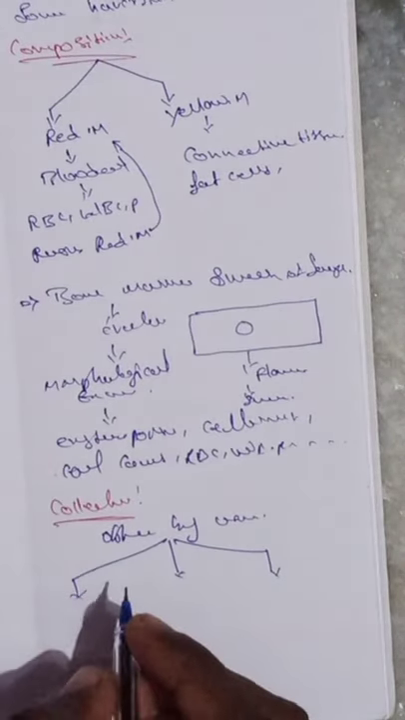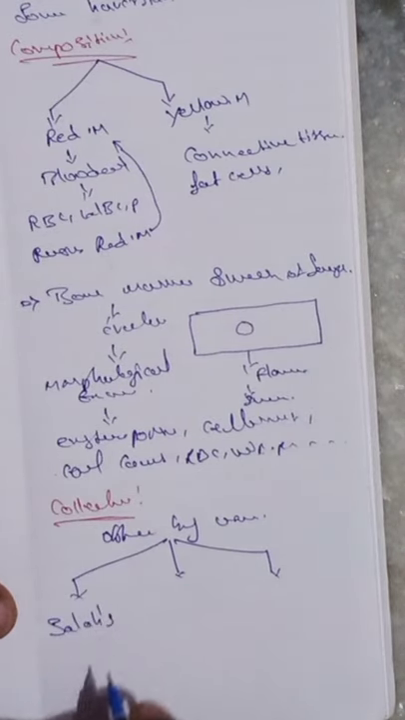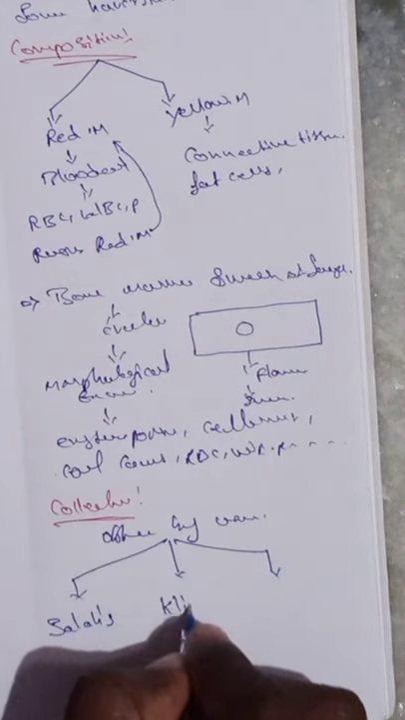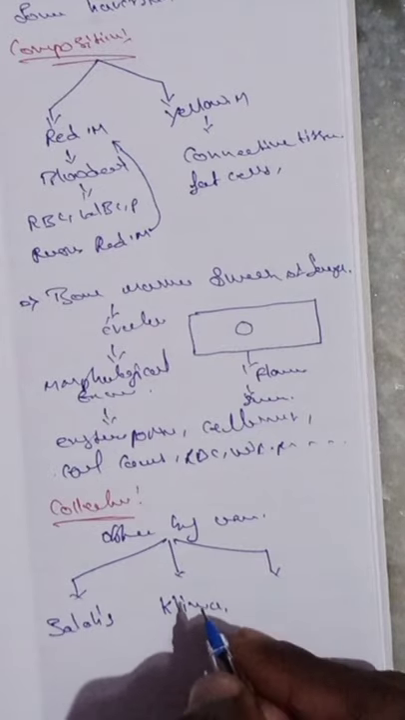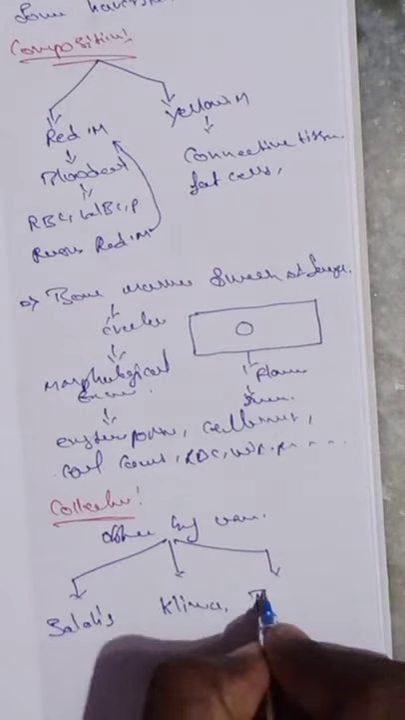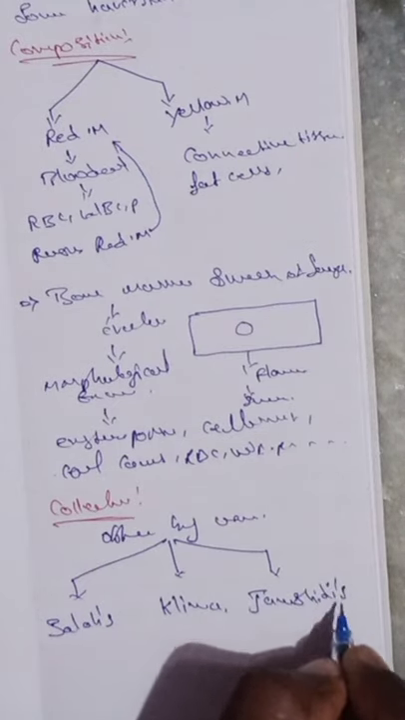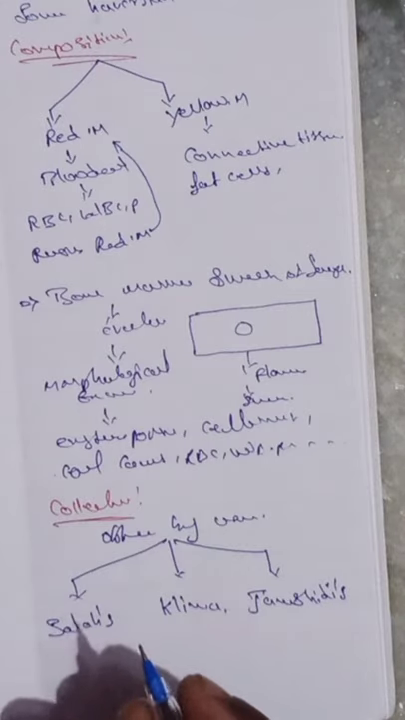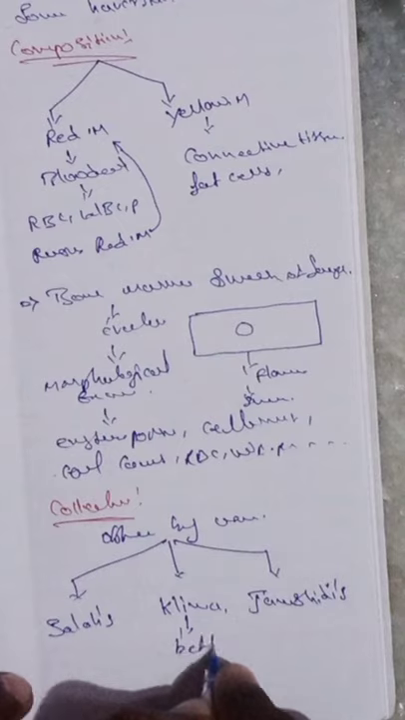So what are they? One is the Salah needle, the second one is the Klima needle, and the third one is the Jamshidi needle. Here, the best one is the Klima needle. The Klima needle is better than the others.